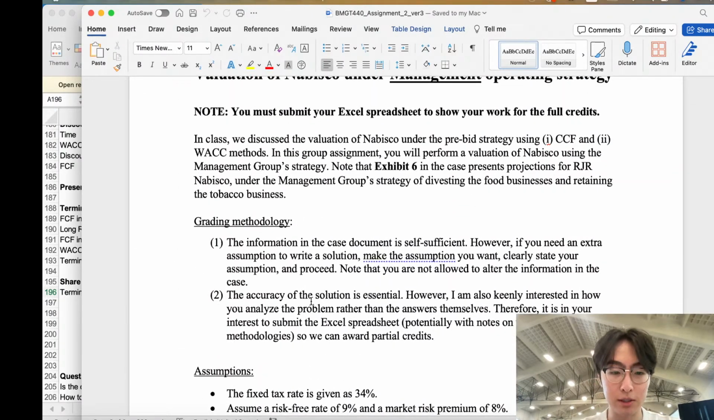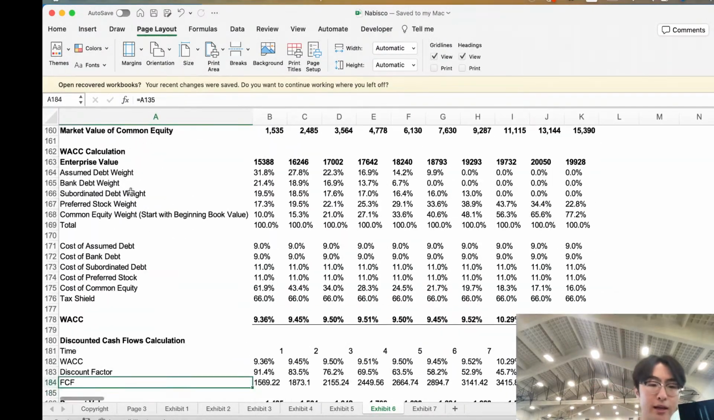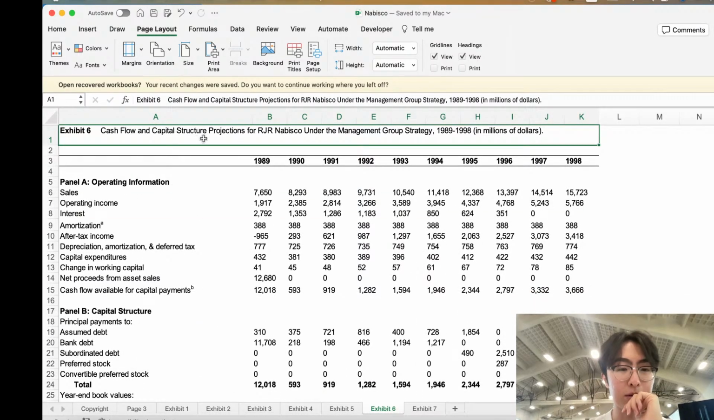And we're given a few assumptions here. This is the cash flow exhibit 6 and capital structure projections for RJR Nabisco under the management group strategy. We can see here in panel A, this is kind of the operating information, and this is what we get from the operations of the business. Panel B is just restating that. But panel B is the capital structure. So this is principal payments and also the year-end book values of debt and also equity.